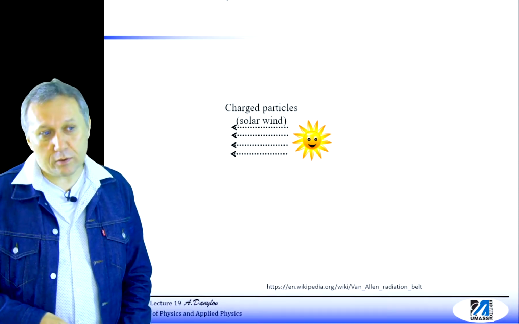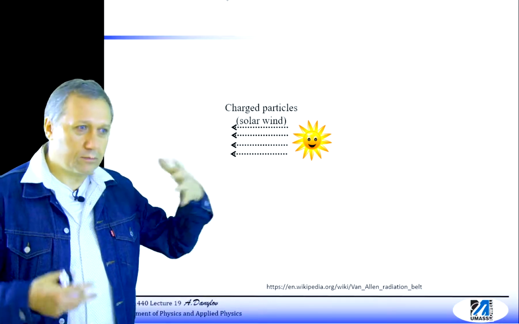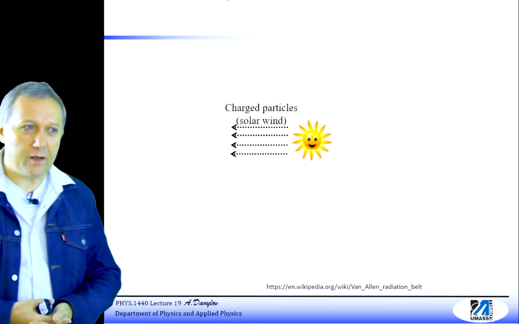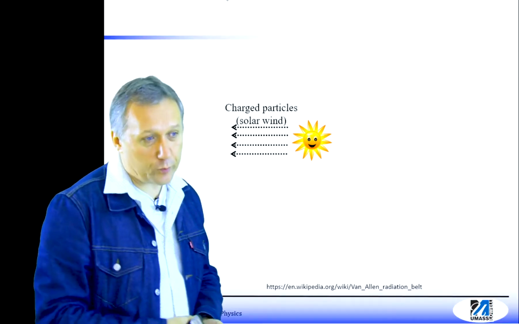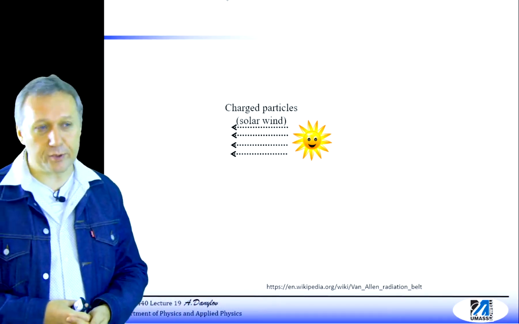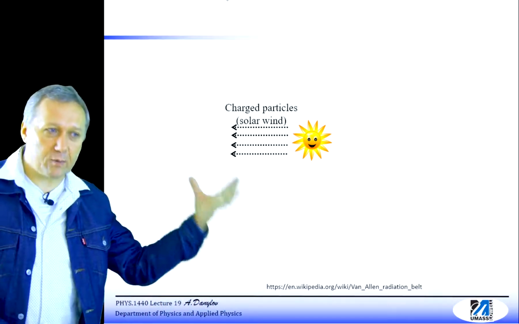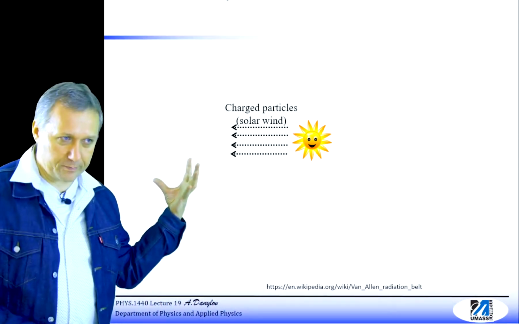And those particles are called the solar wind. You've probably heard this term, solar wind. It's just basically high energy particles produced by the sun, and they travel in all possible directions. And of course, some of them travel towards the Earth.